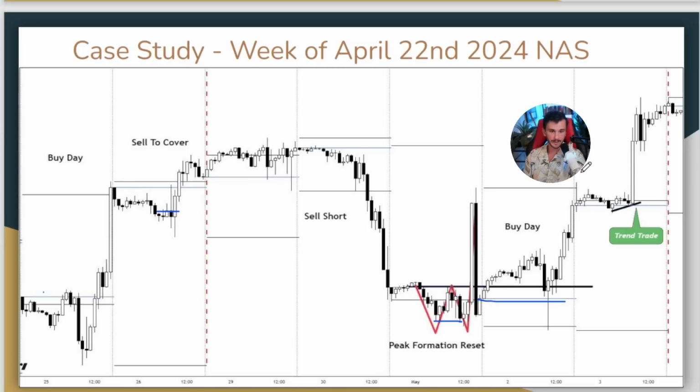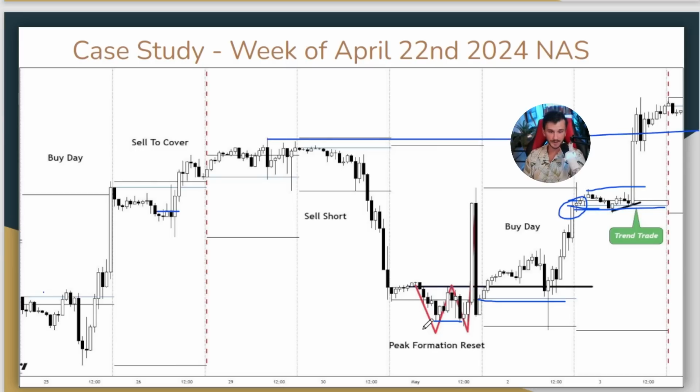And then on the following day, now we have our buy day. They closed the market with strength, and this is now a reset. Once again, peak formation reset in an already existing uptrending market. Now we have our buy day. So Wednesday, Thursday, Friday, here's our buy day. There's our low of day opportunity for the continuation trend trade back up through the high of the week.